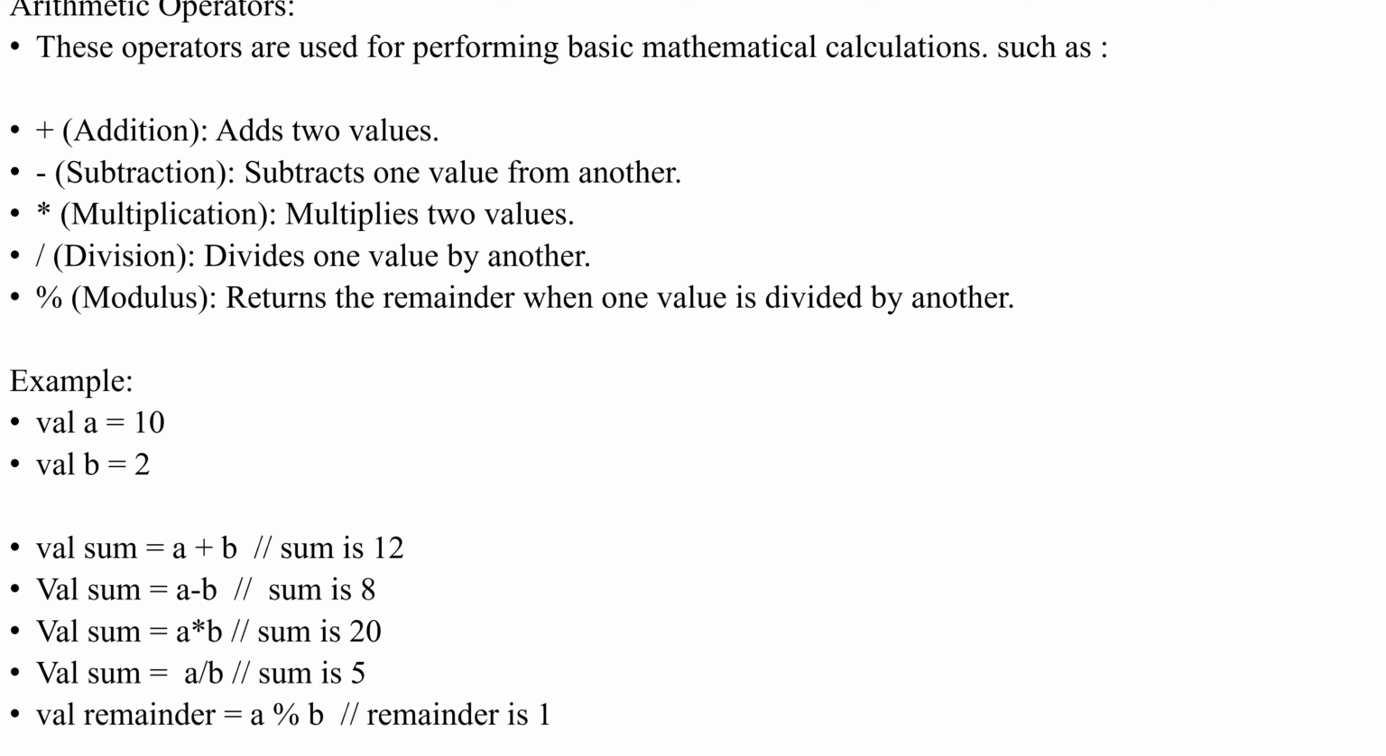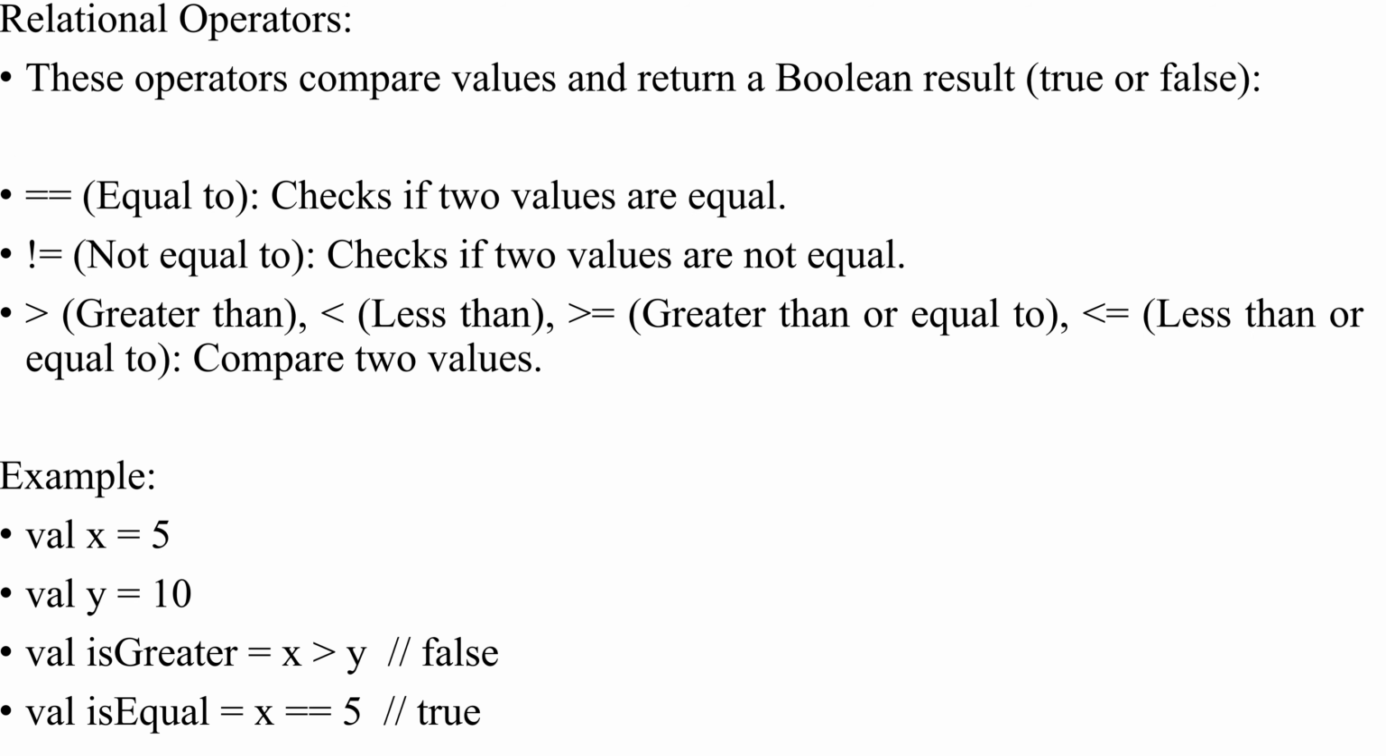The arithmetic operators perform mathematical calculations such as addition, subtraction, multiplication, division, and modulus. For example, val a = 10, val b = 2. Therefore, the sum a + b is going to be 12, and a - b is going to be 8. a * b is multiplication, so 10 into 2 is 20, and a / b, which is 10 / 2, is equal to 5, and the remainder of 10 divided by 2 is 0.